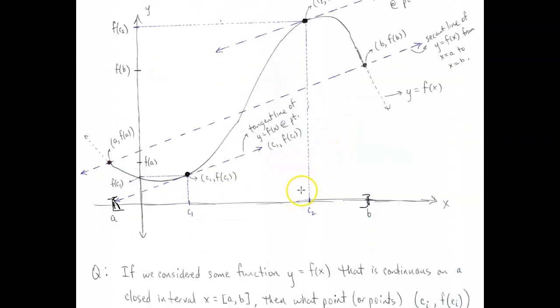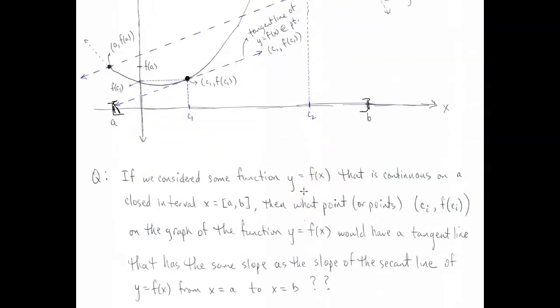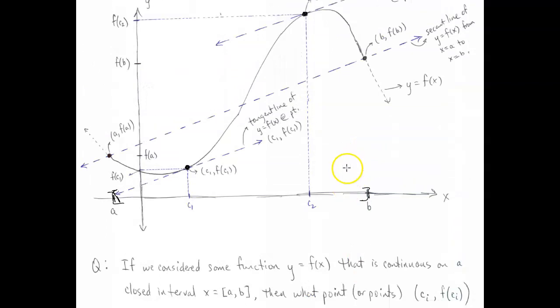To put that another way, I've written out this question here. If we consider some function f of x that is continuous on a closed interval, then what point or points, which I've labeled c sub i and f of c sub i, on the graph of the function f of x would have a tangent line that has the same slope as the slope of the secant line of our function from x equals a to x equals b? That is essentially what the mean value theorem is trying to ask.